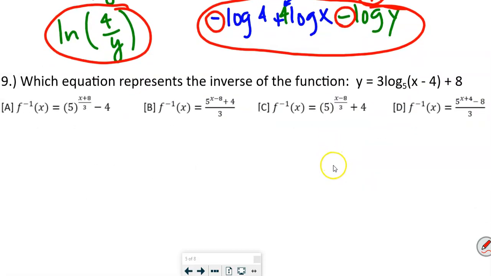All right, the next one says, which equation represents the inverse of the function? So once again, we're going to swap our x and y.